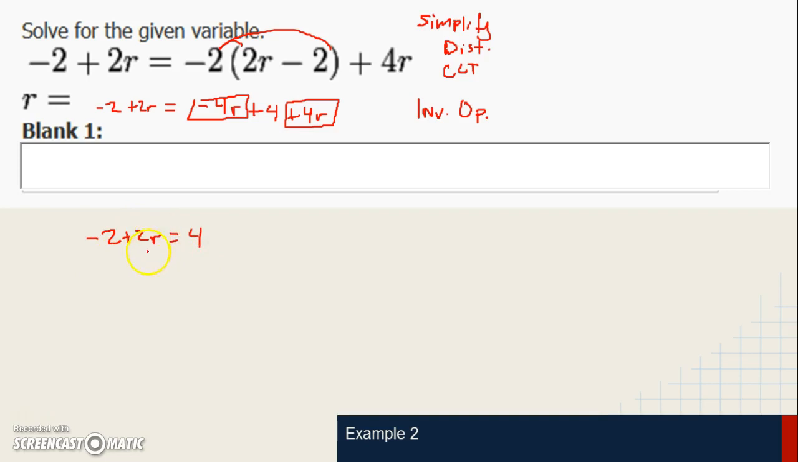My variable is only on one side now. I can add 2. So this is inverse operations, is what I'm doing now. And I have 2r equals 8. Then I can divide by 2, and r equals 4. Now remember, I already have r equals up here, so in my blank, all I'm putting is 4. I'm just typing in 4.